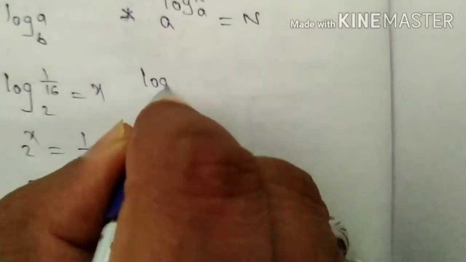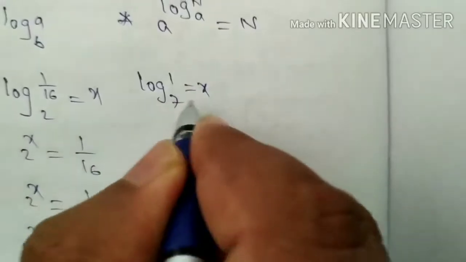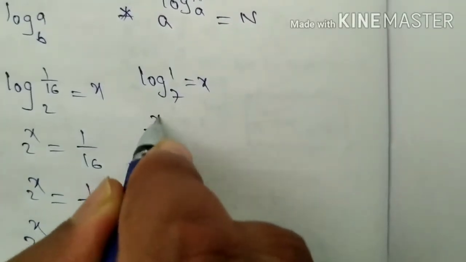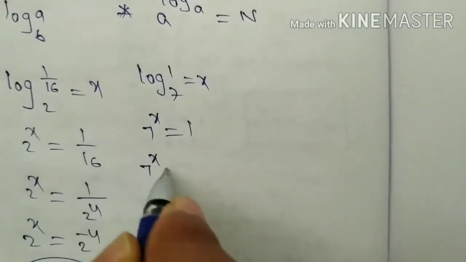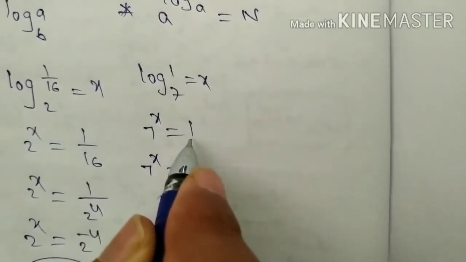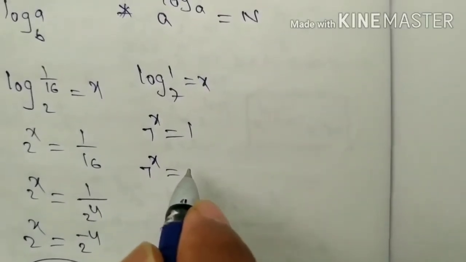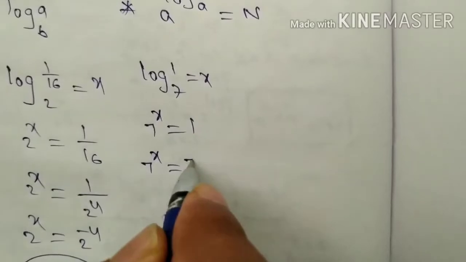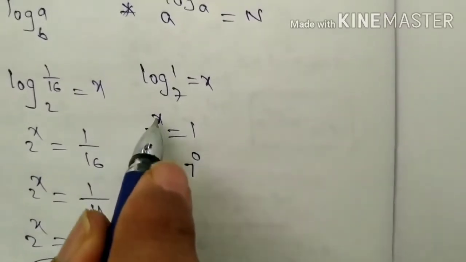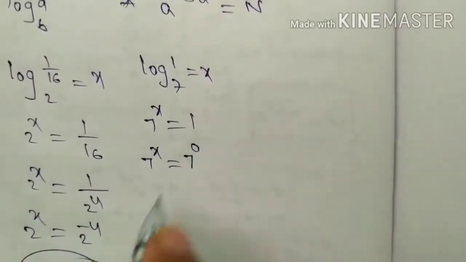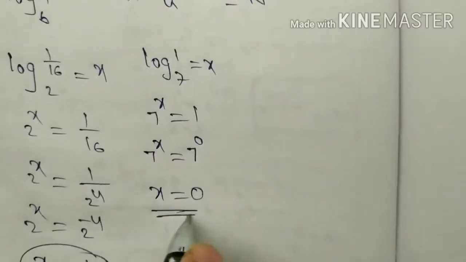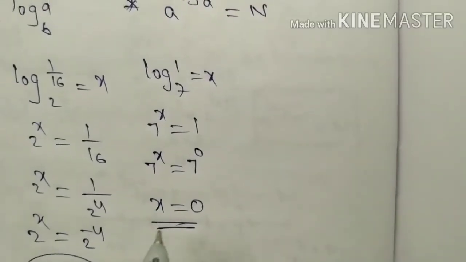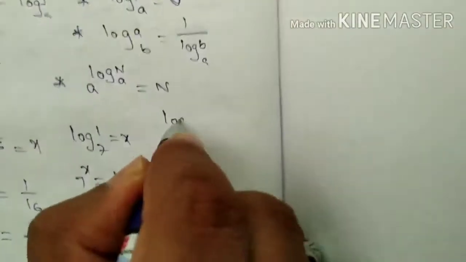Next, log 1. Suppose log 1 to the base 7. Let us take some x. 7 power x is equal to 1. This is the exponential form. How can we write 1? Anything power 0 value is 1. So 7 power 0 is also 1. Here 5 power x, 5 power 0; 10 power x, 10 power 0. So x is equal to 0. Log 1 value is 0. Already we know.